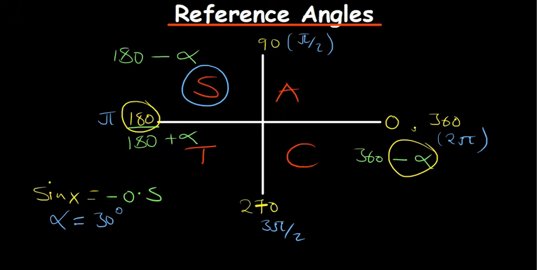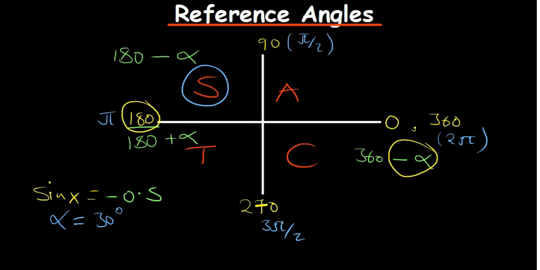Why? Because it's going to give us a positive result. So we are only using it as a reference angle to help us find the other possible solutions. This is a case where the reference angle is not a solution, because of the sign.